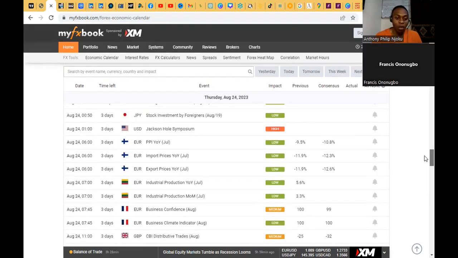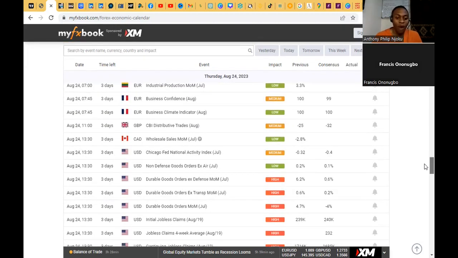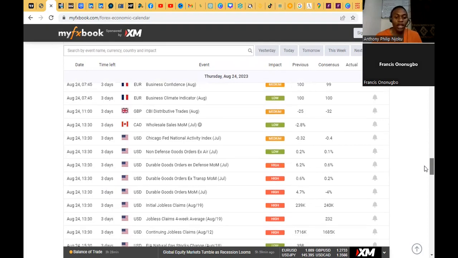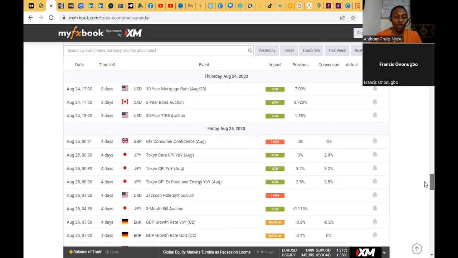On Thursday, early in the morning, we have the Jackson Hole Symposium, which is high impact, mainly more like a speech. It doesn't have a data entry, but by 1:30, we have durable goods, initial jobless claims, and continuing jobless claims for the United States dollar. This gives us a trading opportunity. We're trading with the guys at 1 p.m. on Thursday as well, so don't miss that out.